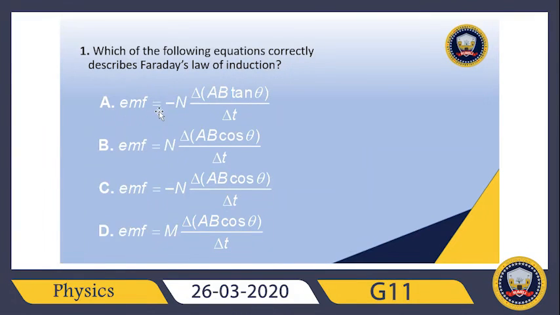Okay, let's start with A. EMF equal to minus N, number of turns, delta AB tan. No, it's incorrect because it's not tan, so it's impossible to be A. Let's go for B. EMF equal to N delta AB cosine theta divided by time. Actually, it's correct, but there's no negative sign, so it's not B. What about D? Electromotive force equal to M, mutual induction? No, it's not M. So it's C, because it's equal to minus N delta AB cosine theta divided by T. So the correct answer is C.